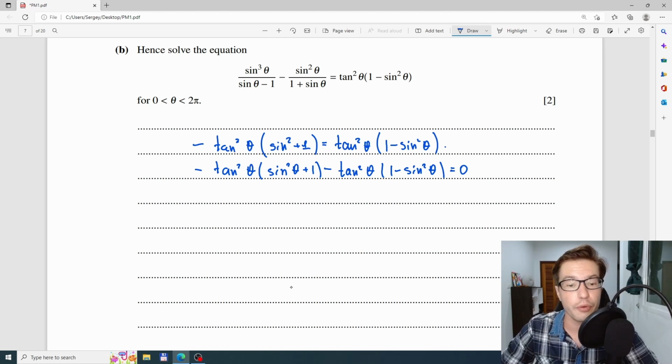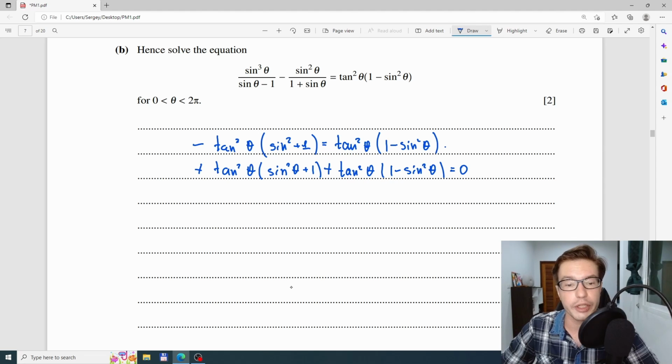And I will multiply both sides by minus 1 so I can get rid of all those minus signs. And now, very important, we have tangent squared theta multiplied by the two brackets, and you might be tempted to divide both sides by tangent squared to get rid of it. However, it's not a good idea. Why? Because you might lose some solutions.